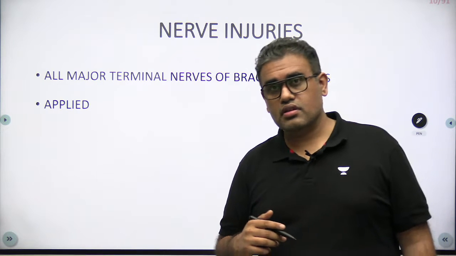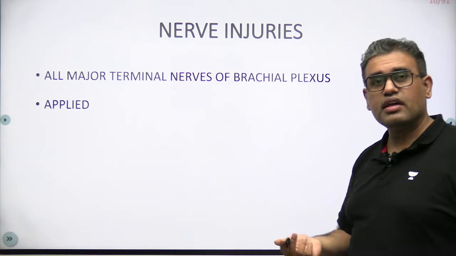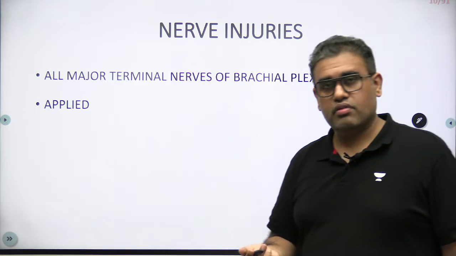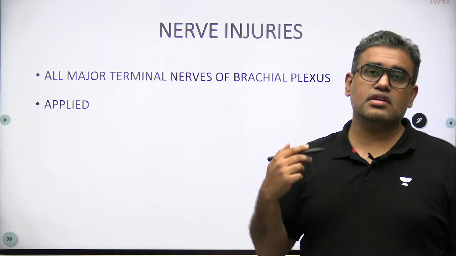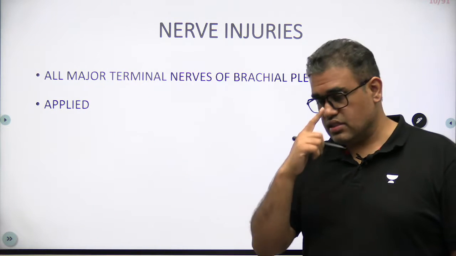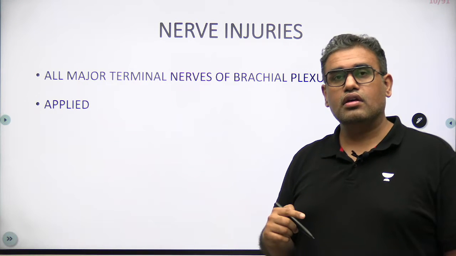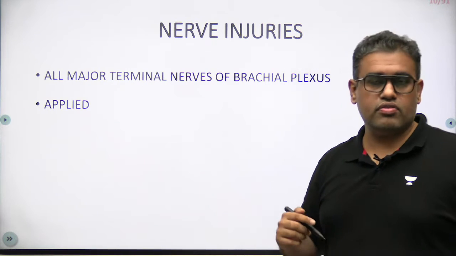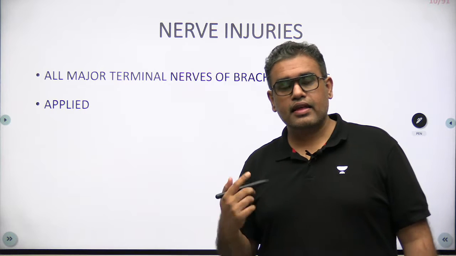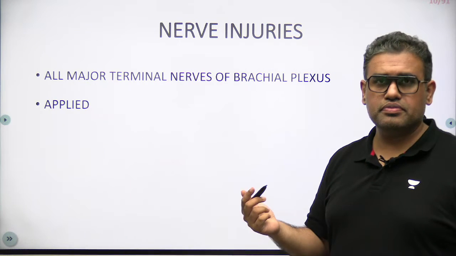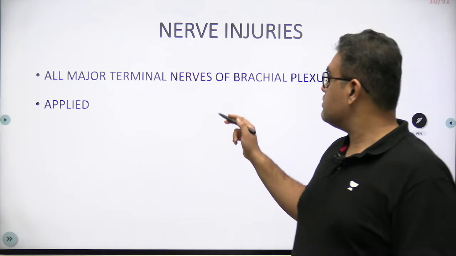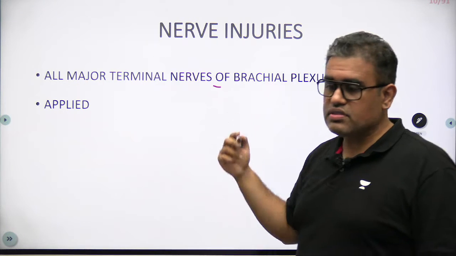Next we come to the nerve injuries. Again, as I told you, starting from the brachial plexus, the Erb's palsy, the Klumpke's palsy, each major nerve coming from the brachial plexus can be injured in any of the injuries. So we should know about the major terminal nerves and what happens if the nerve is injured.